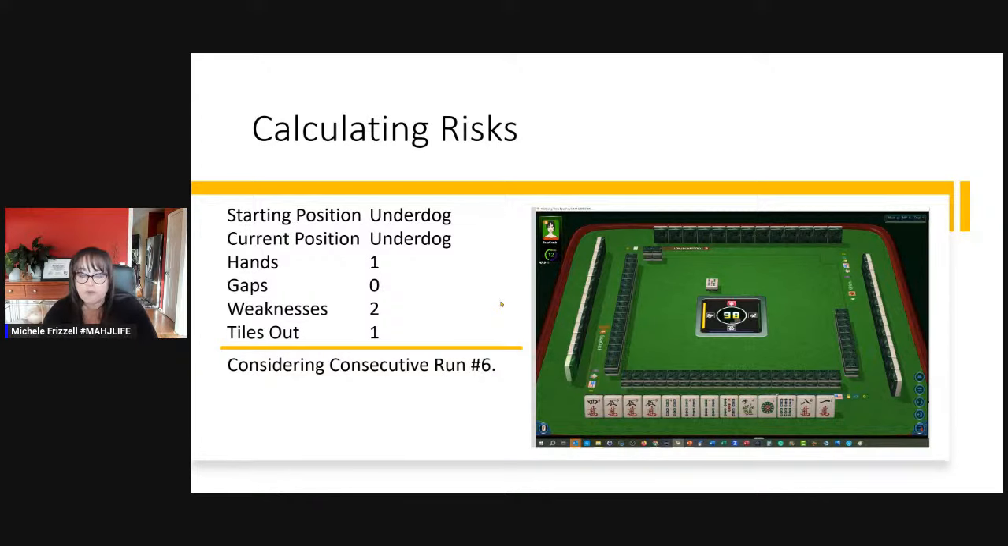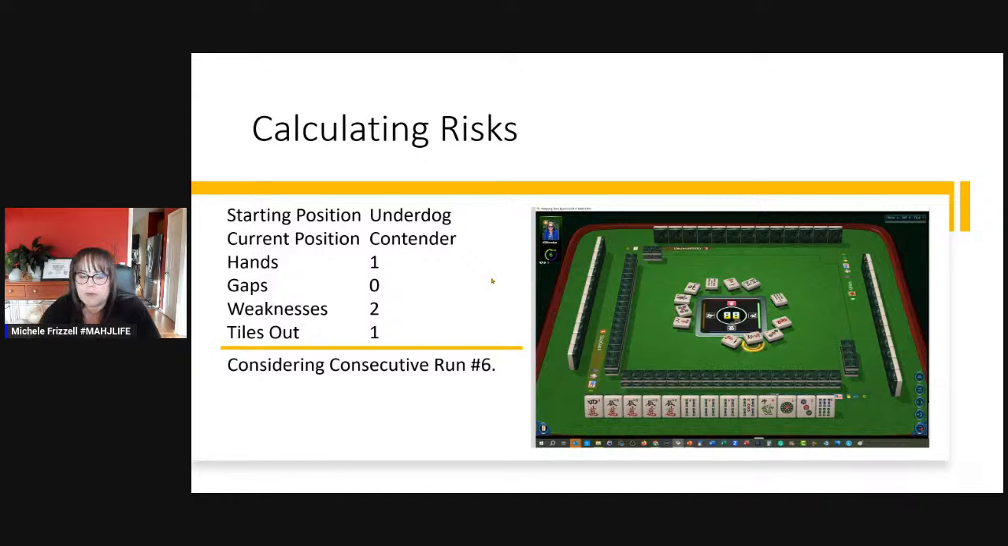So those would be the weaknesses. We need another 4 crack so we can call, and we need more 5 bam so we can call there too. So two weaknesses, one of our tiles is out. So we're going to need a joker for that five bam because we're not ready to call. So we have a hand with no gaps, two weaknesses, and one of our tiles is already out. Five discards. So we would be an underdog for this game at the moment.